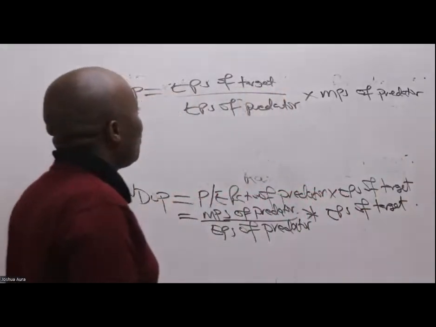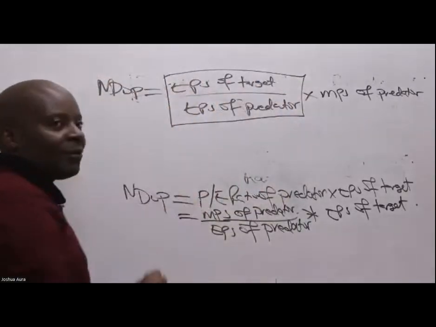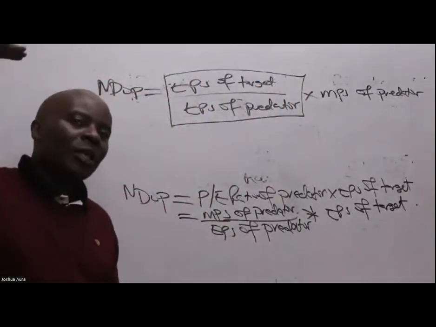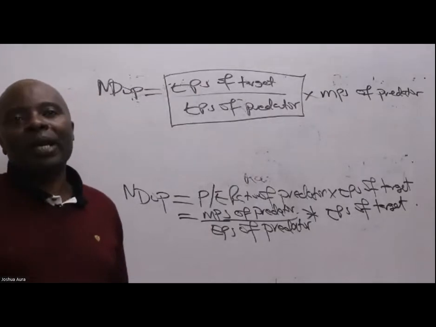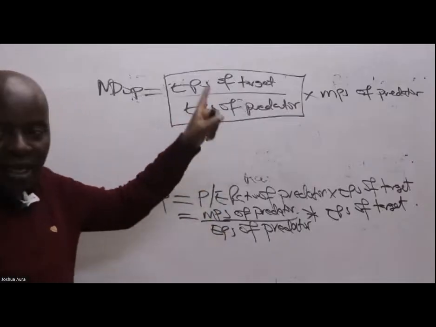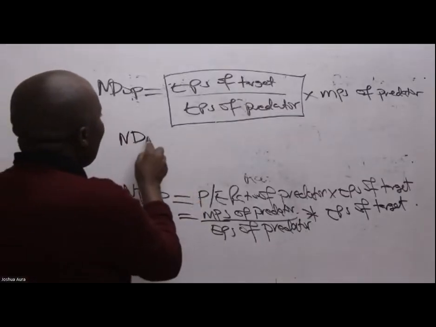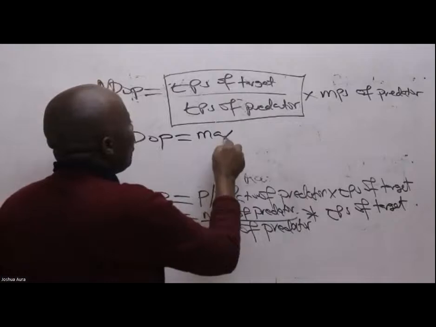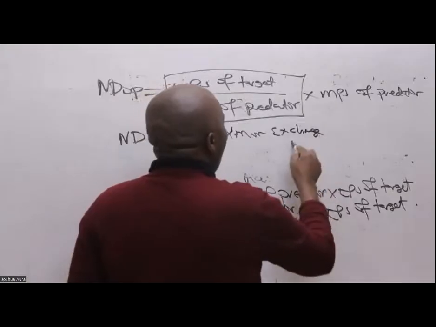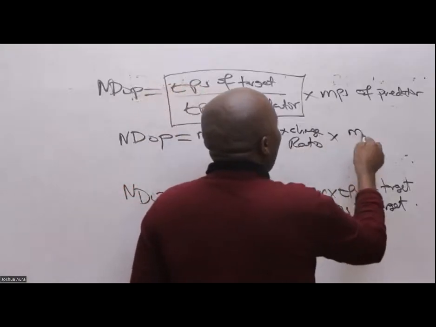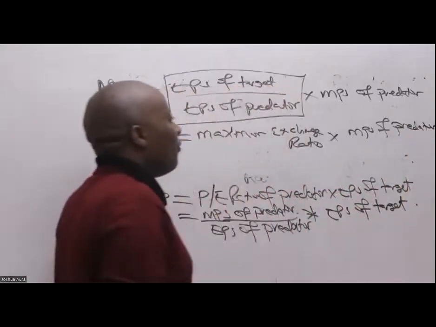And then, ladies and gentlemen, this rings a bell in our minds. EPS of the target all over EPS of the predator is what we call maximum exchange ratio. So in this case, my non-diluting offer price will be equal to maximum exchange ratio times MPS of the predator. Very, very important.